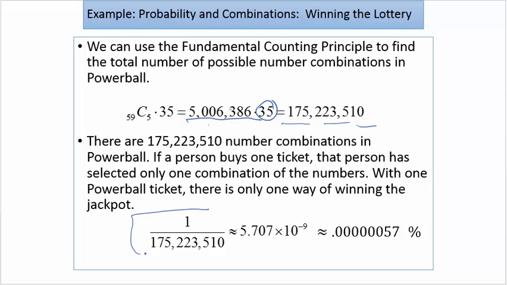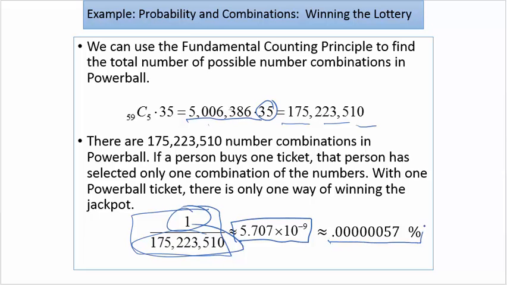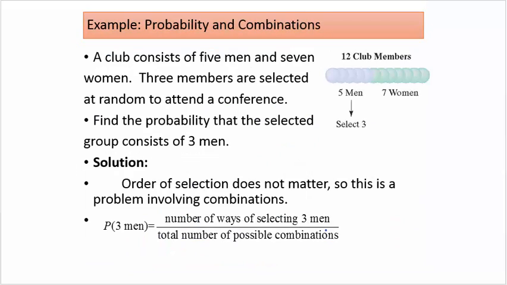So you have a 1 out of 175 million chance of winning the lottery, and guess what happens when you divide 1 by that 175 million? You get approximately this right here, which is what I had on my calculator, which is what we just discussed a second ago. That's your probability of winning the lottery. So you can do it by using the word and the fundamental counting principle, or you can do it by using combinations, the 59C5 times 35.